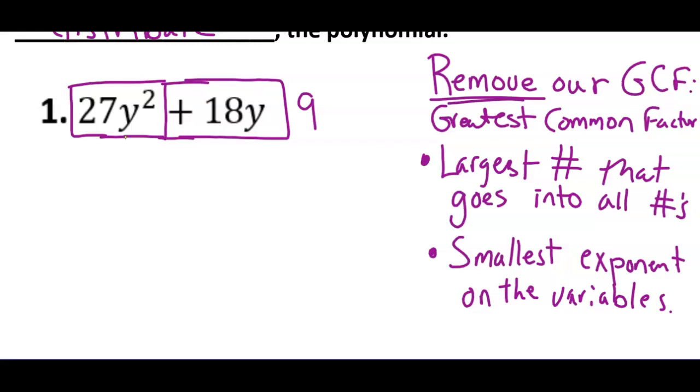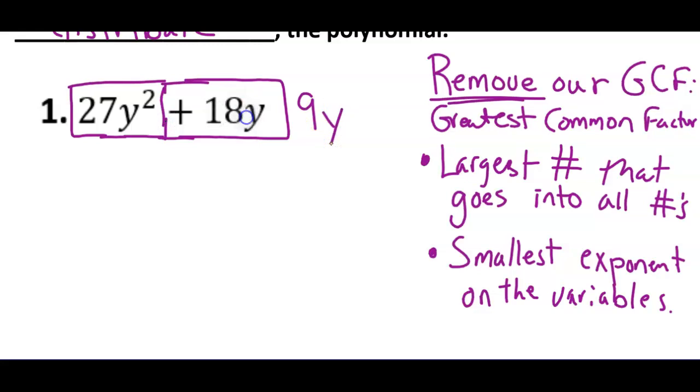But 9 is bigger than 3, so 9 is it. Okay, 9 is my largest number. Okay, smallest variable, exponent of the variables. Here I've got a 2, here I've got a 1. What's my smallest number? 1. So 9y is my greatest common factor.